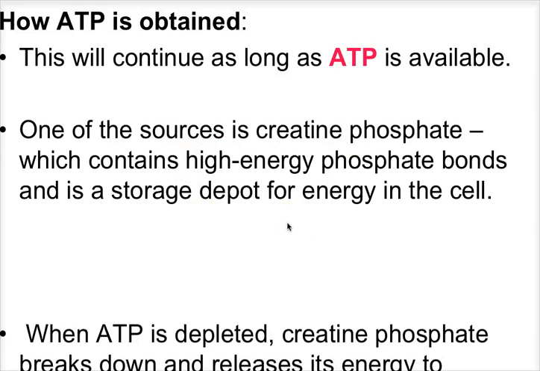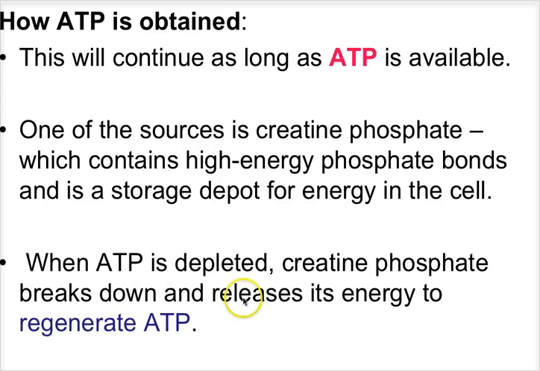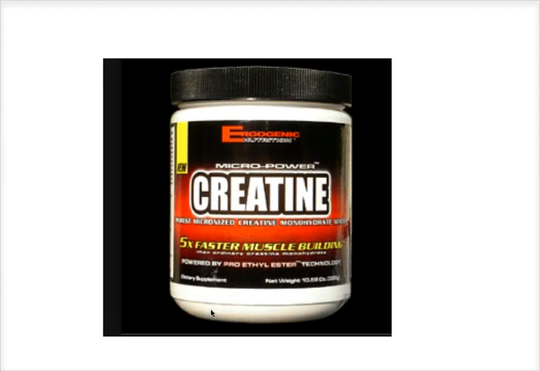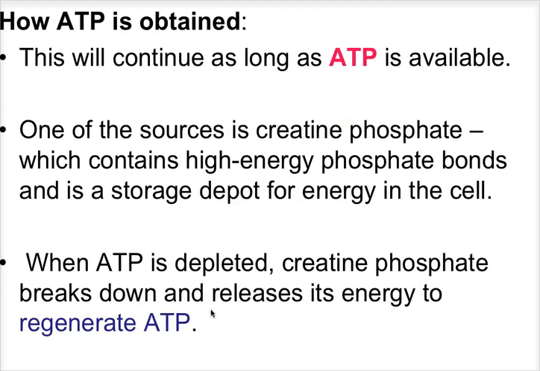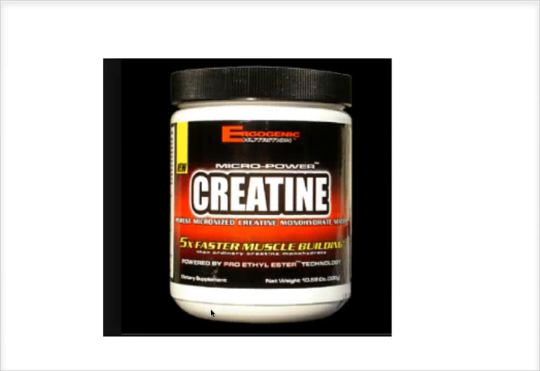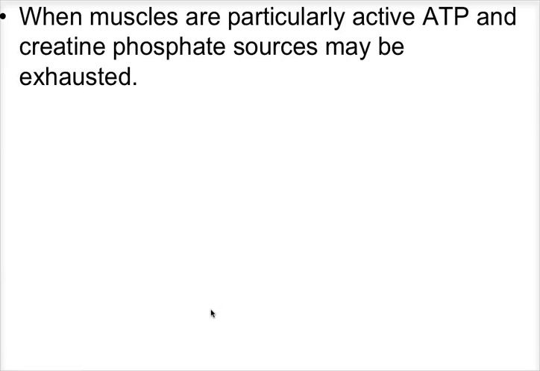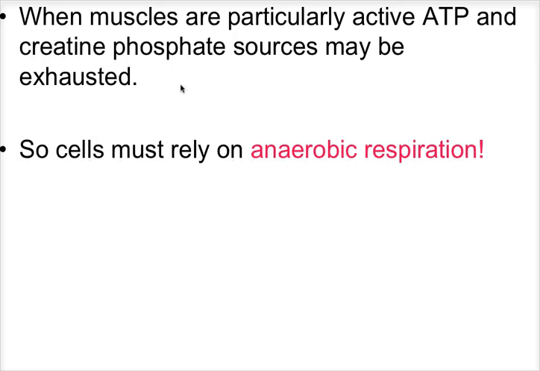I know you can read, but when ATP is depleted, creatine phosphate breaks down and releases its energy to regenerate the ATP. That sounds great, but we'll talk about this when I'm all done with this. So here's what we usually think of as creatine. You make this on your own. This is additional phosphates. It's not energy, it's possibility of energy. When muscles are particularly active, ATP and creatine phosphate sources may be exhausted.